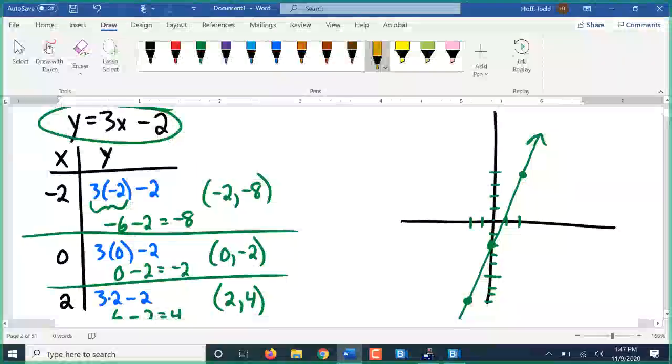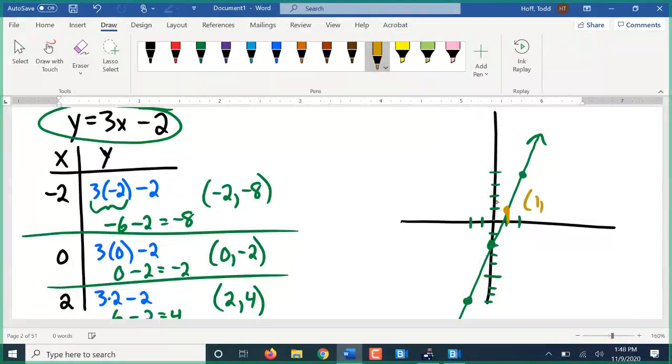If I look at this line here, if I pick a spot, like right here, I trace that down, that goes down to x equals 1. I trace that over, that goes over to y equals 1. So the coordinate of that point on the line is 1, 1.